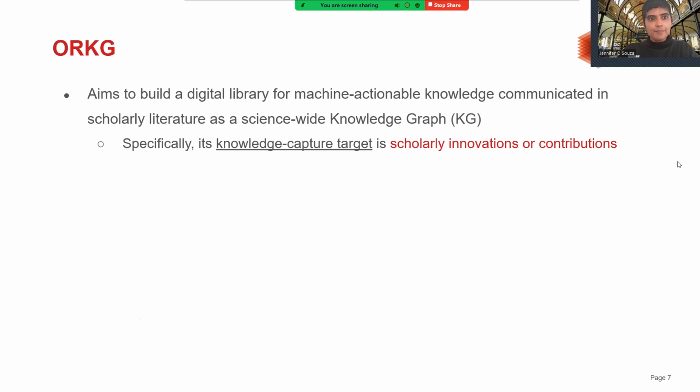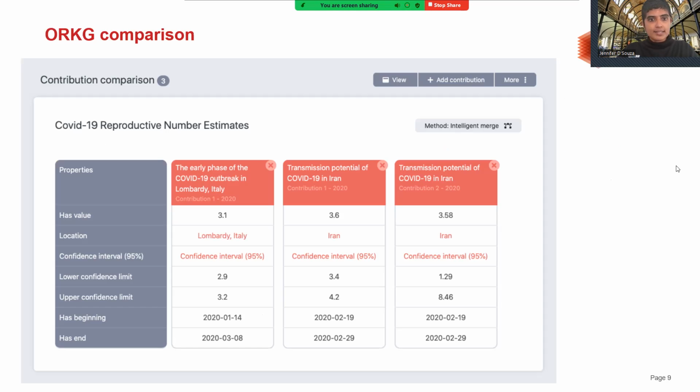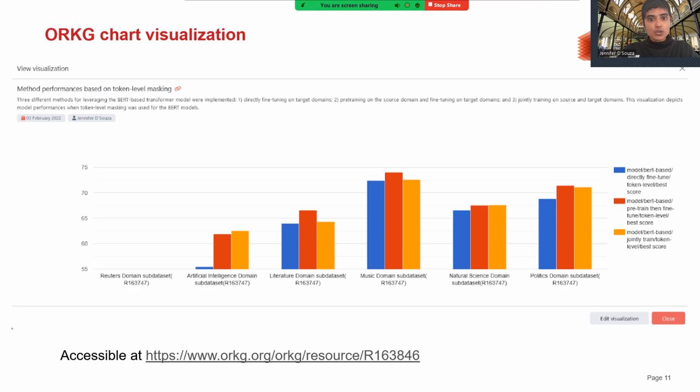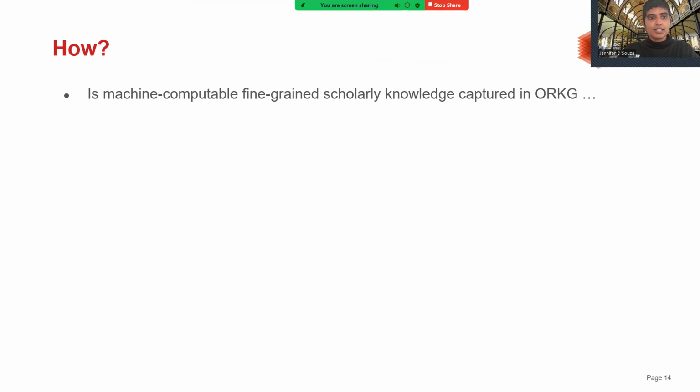So the ORKG aims to build a digital library for machine actionable knowledge communicated in scholarly literature as a science-wide knowledge graph. Specifically, its knowledge capture target is scholarly innovations or contributions. Thus, scholarly contributions could be automatically surveyed, they can be automatically visualized and benchmarked. With machine-computable fine-grained scholarly knowledge in the ORKG, the scientist's information access needs via smart information technology, particularly in the face of the rapid publication cycle, is met.